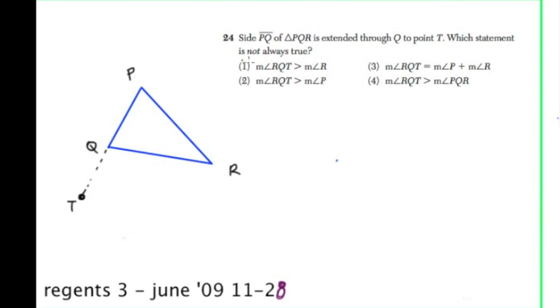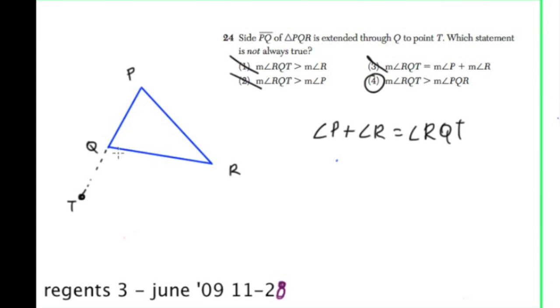Number 1, measure of angle RQT is greater than angle R. That's true, because there's a rule: an exterior angle is always equal to the sum of the two angles it is not adjacent to, so angle P plus angle R equals angle RQT. That is always going to be true. So angle RQT is greater than angle P is also true for the same reasons. Number 3 is the same exact thing as this. It's a coincidence. So we know now that choice 3 is true, and that only leaves choice 4, measure of angle RQT greater than measure of angle PQR.